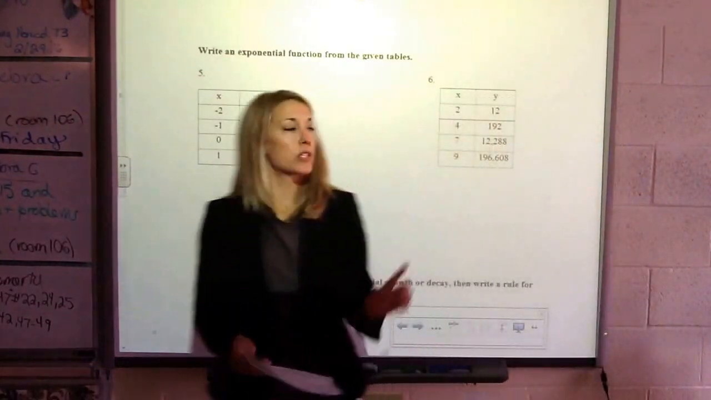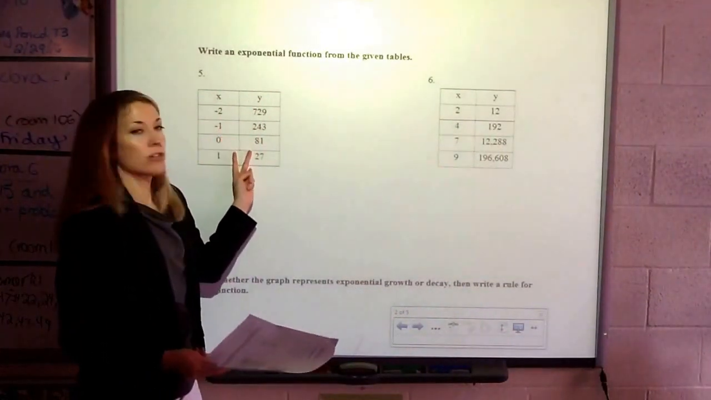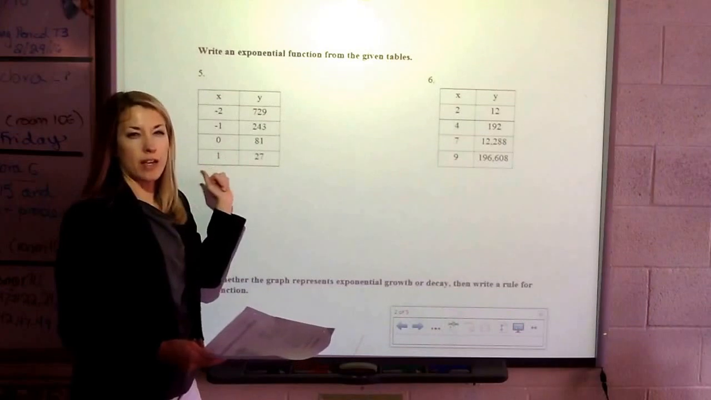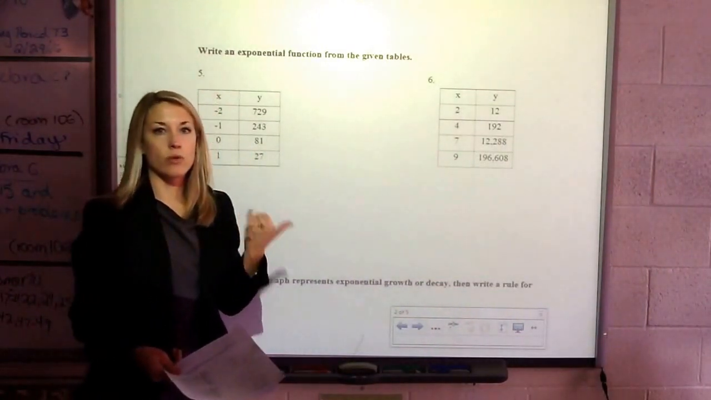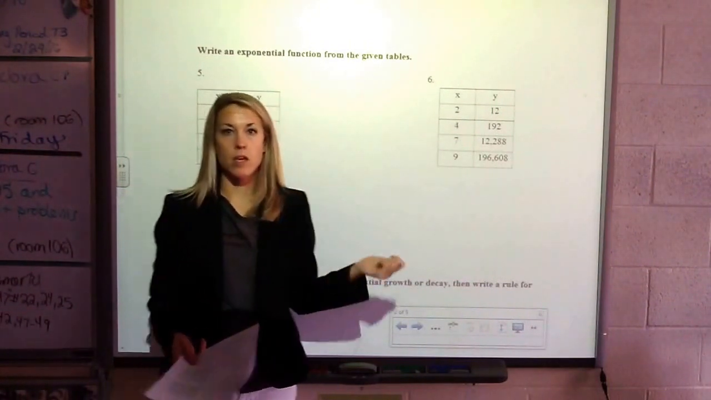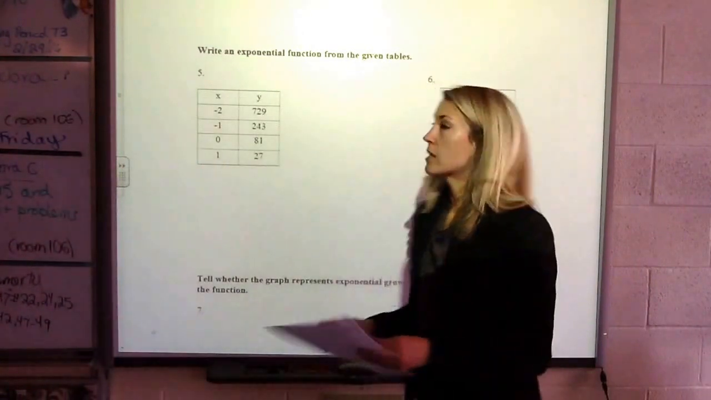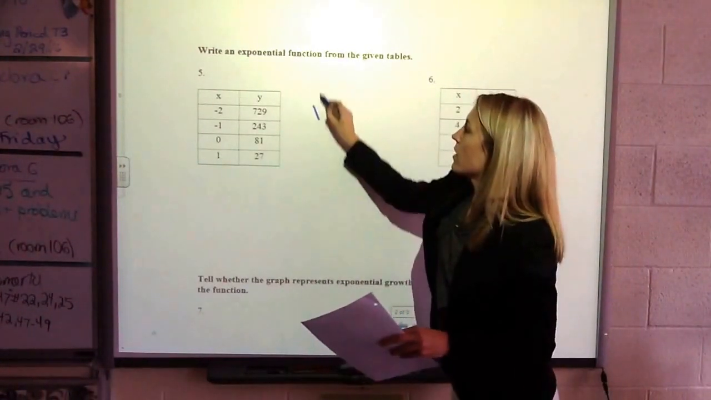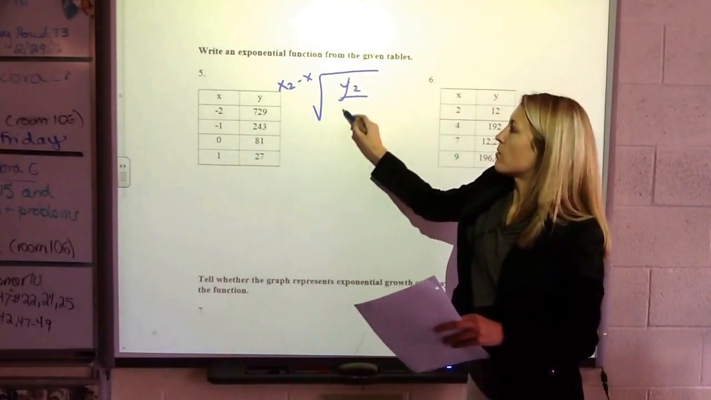Alright, I'm going to do number 6 because it's more complicated. You can tell it's more complicated because there is no 0. The 0 is your A term. So for this entire page, what you're looking for is the equation y equals a times b to the x. You're looking for a and for b. So for b, we have the formula, which you should have memorized for your test. Remember, to find b, it's the x2 minus x1 root of y2 divided by y1.